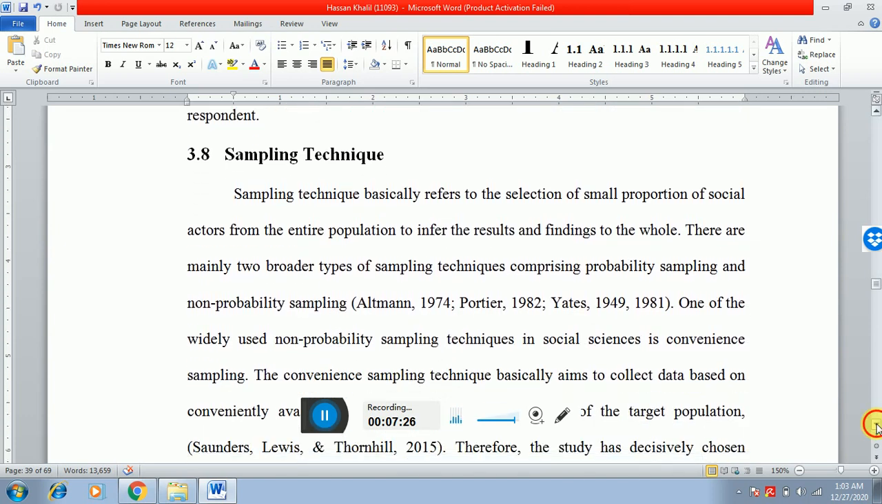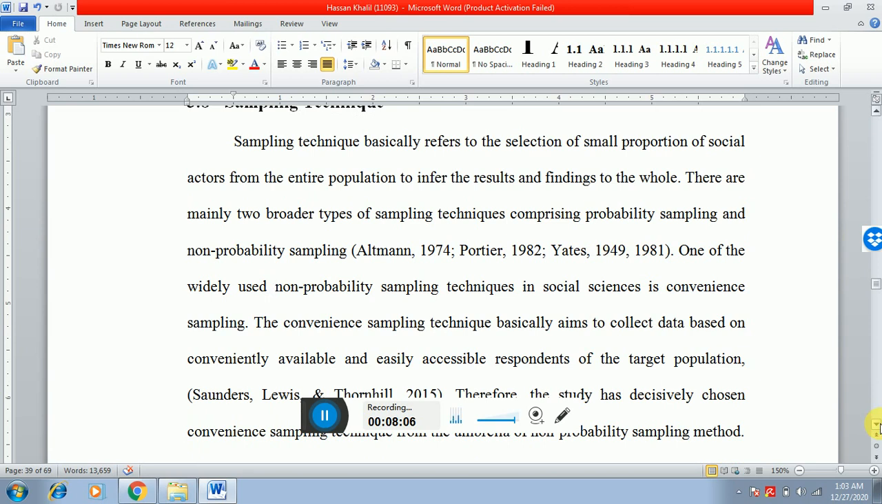After this, there is a heading of sampling technique. In this sampling technique, you have to clarify what your sampling technique is. There are basically two types of sampling techniques. The one is probability, the other is non-probability sampling technique. Probability sampling technique is applicable if you have complete information of your target audience. In the majority of cases, we do not have complete information of the total number of the target sample. So the other approach is non-probability sampling, and there are different types of non-probability sampling, such as convenience and, let's suppose, purposive, and there are so many other types.